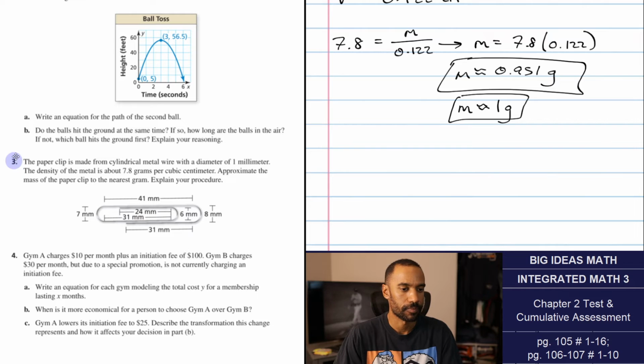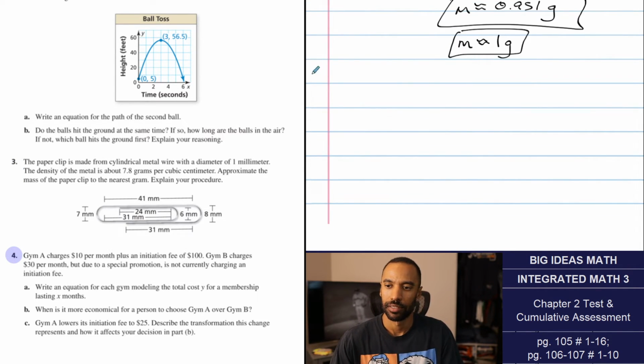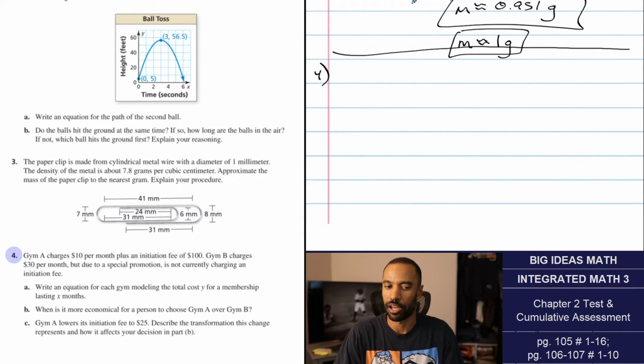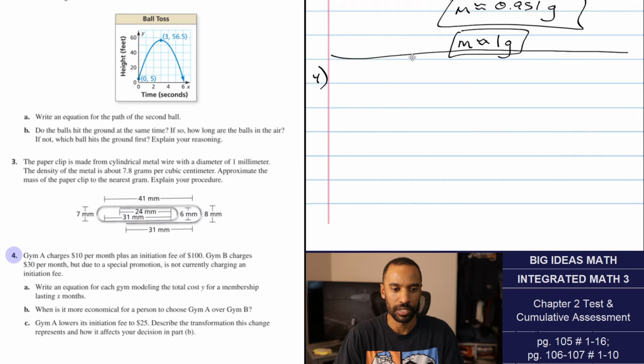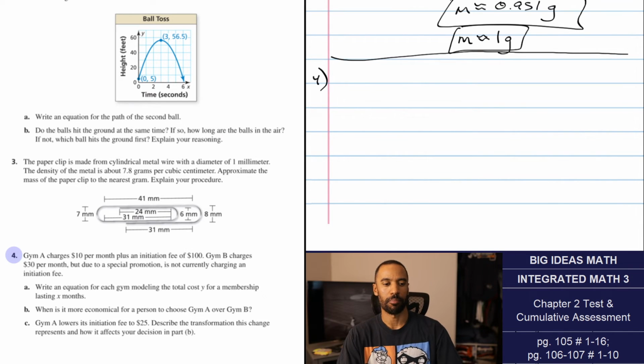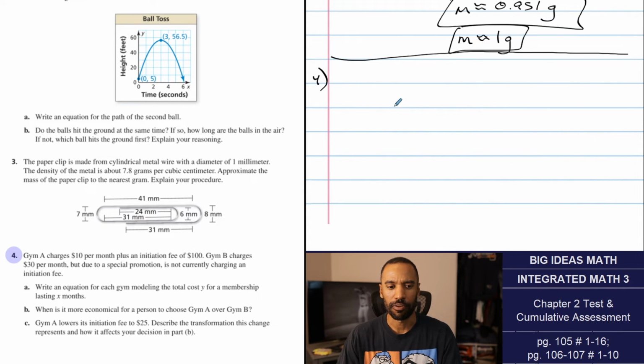Let's move on. Number 4. Gym A charges $10 per month plus an initiation fee of $100. Gym B charges $30 per month, but due to a special promotion is not currently charging an initiation fee. These sound like linear equations. Write an equation for each gym modeling the total cost Y for membership lasting X months.